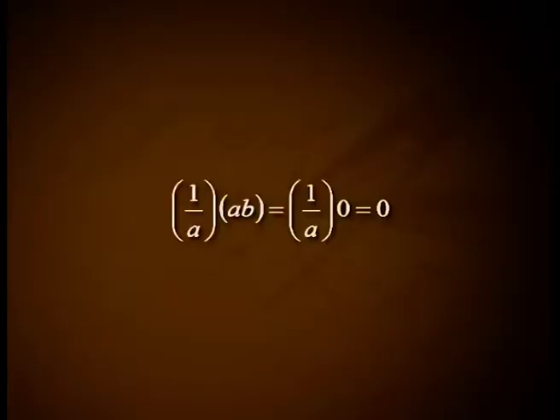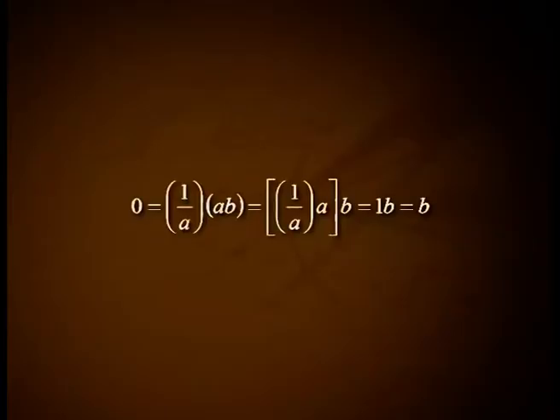Theorem 4. Every field is an integral domain. Proof. Let F be a field and let A, B belong to F such that A not equal to 0, so that 1 by A belongs to F. Then if A into B equal to 0, we have 1 by A into (A into B) equal to 1 by A into 0, which is equal to 0. But then 0 equal to 1 by A into A into B, which is equal to 1 into B, which is equal to B.